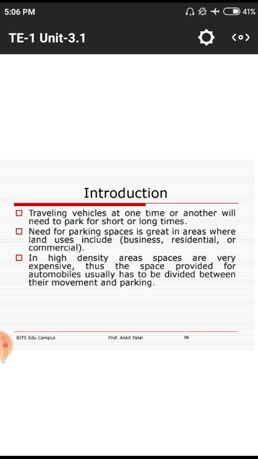Next one we have is that in high density areas the spaces are very expensive, thus the space provided for automobiles usually has to be divided between their movement and parking. That means in high density areas, what is density? That means in a small quantity of area there may be a huge amount of population, that is called the density.